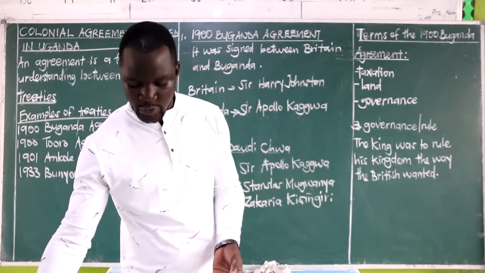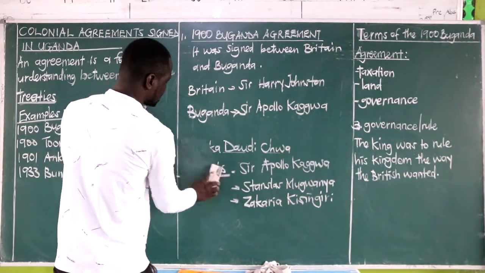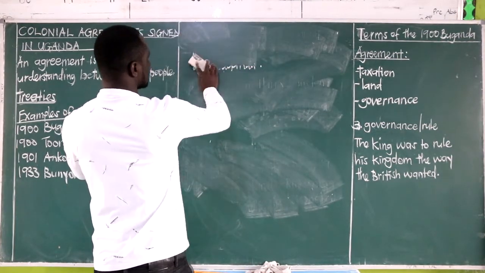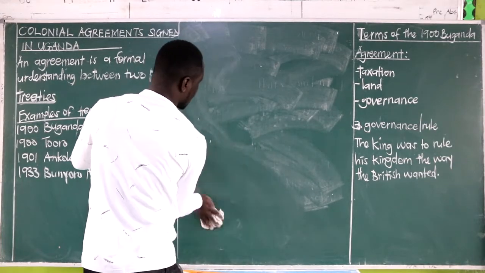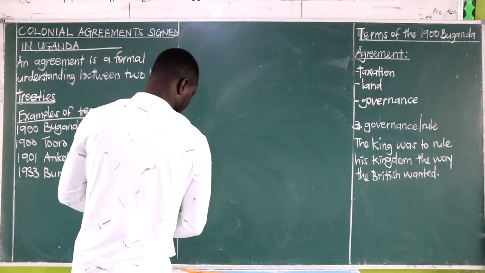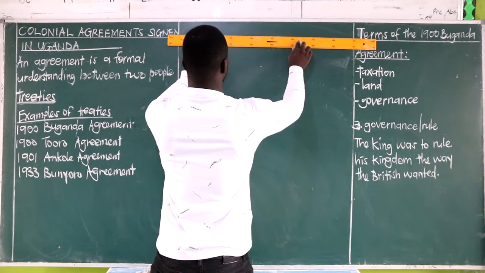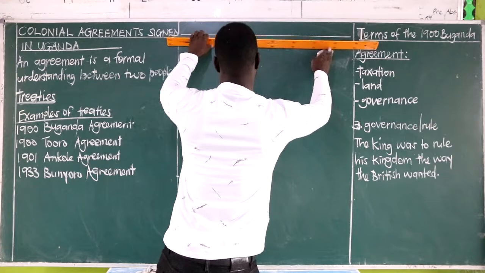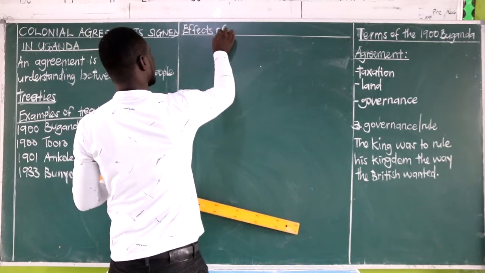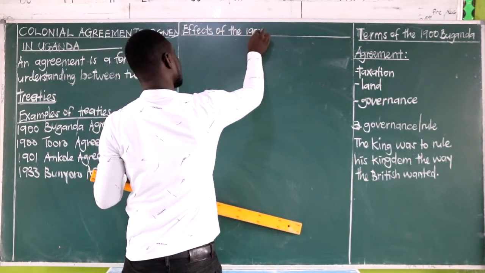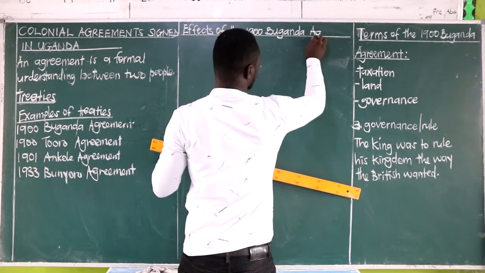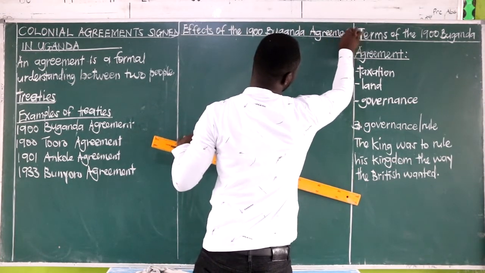Still, we continue with this very term. We are going to look at the effects of this agreement, the effects of the 1900 Uganda agreement. We can also call an agreement a treaty.